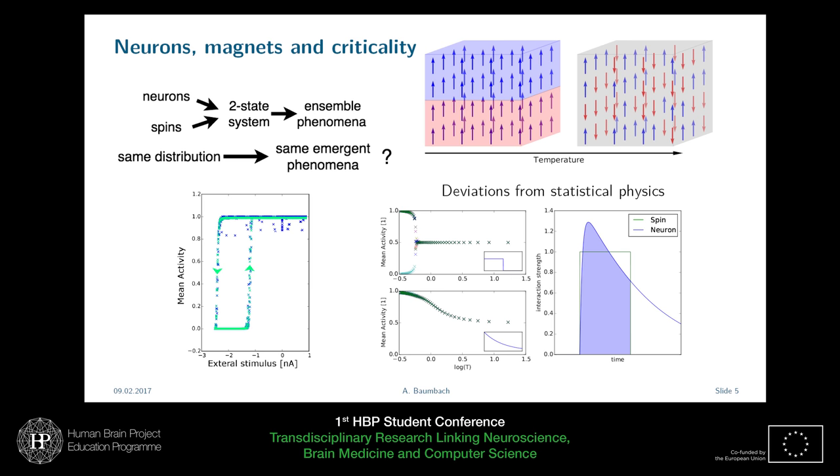But when we go closer to critical phenomena, to critical points, and cool down our system, we would expect the system to either fall into an active state or an inactive state at some precise temperature. What we instead see is that we have a continuous rise of activity over a temperature range and no strict phase transition. This is due to the different interaction shape between spins and neurons.